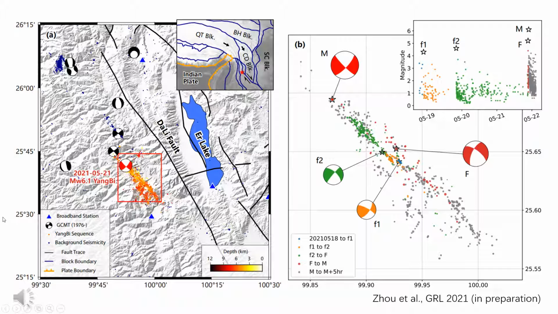The YangBi main shock occurred on May 21, 2021. The seismogenic fault is an unmapped fault with right-lateral strike-slip motion. The main shock is preceded by 3 major foreshocks: 2 magnitude 4 foreshocks, F1 and F2, that occurred 3 and 2 days ahead, respectively, and the largest and latest magnitude 5 foreshock, denoted as capital F.